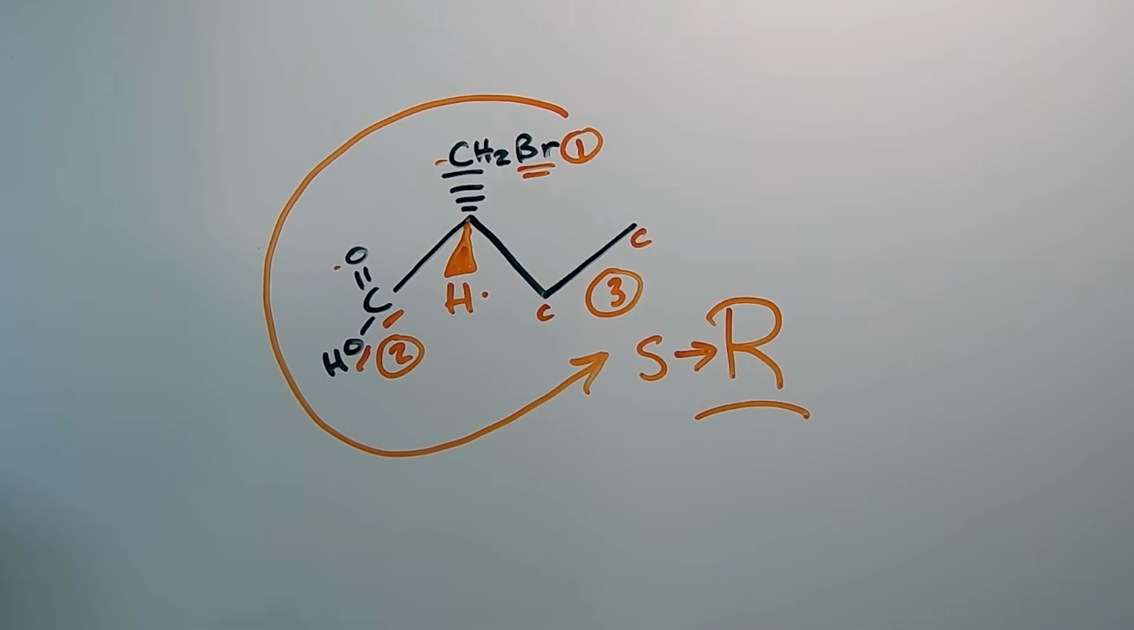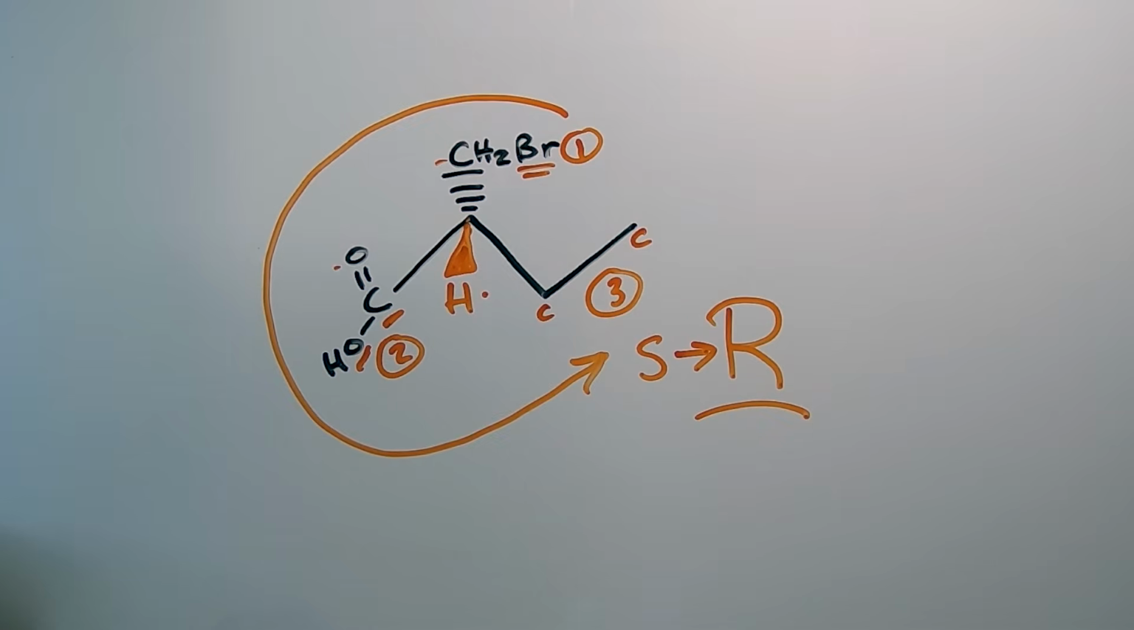That's it. That's how you determine RS configuration with a molecule that's not in proper orientation. You do not have to flip the molecule around, rotate it, or use any awkward hand gestures to determine RS configuration. Simply just change your answer to the opposite.